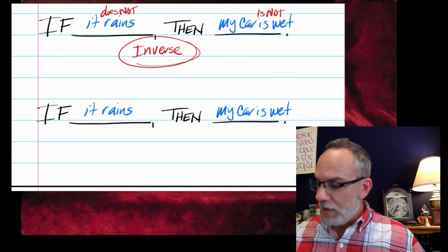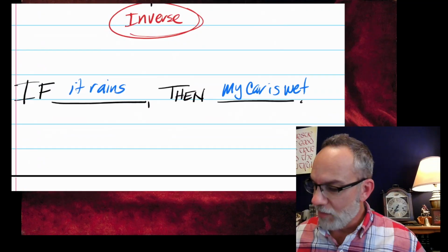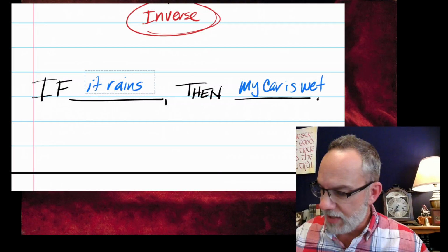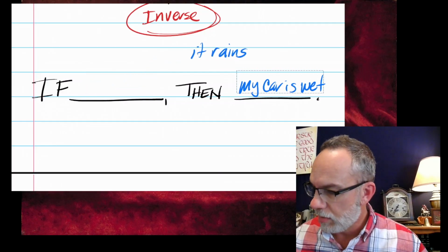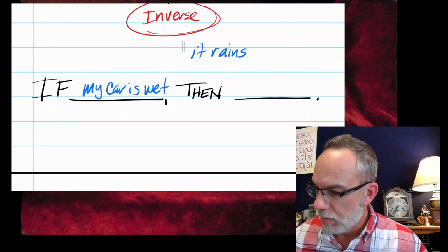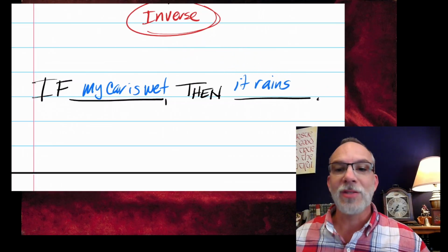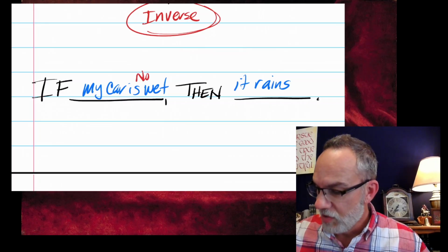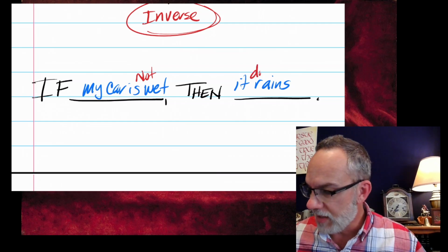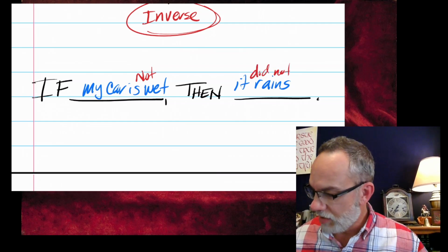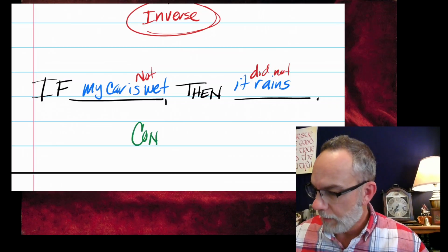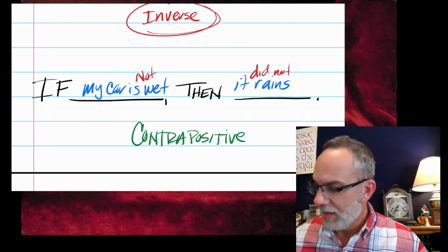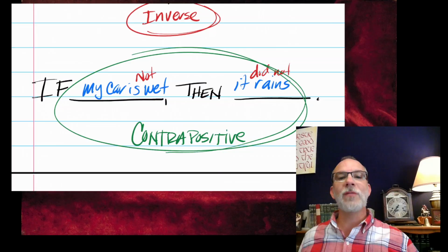Now, the last one's kind of unique. If it rains, then my car is wet. There's the original. If you switch both the hypothesis and the conclusion, that's the converse. But now let me also negate both. If my car is not wet, then, maybe in this case, it did not rain. This is called the contrapositive. And it actually is true if the original is true.